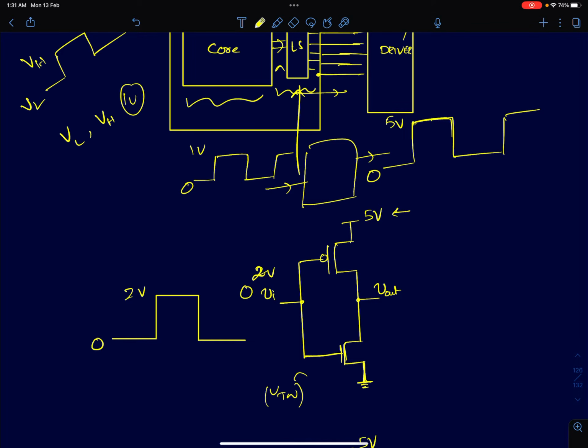I'm connecting the inverter to a 5 volt supply. Let's say we feed 0 volts. If I feed 0, NMOS is turned off, PMOS will charge this node fully to 5 volts. So we don't have a problem. We have generated a high voltage.